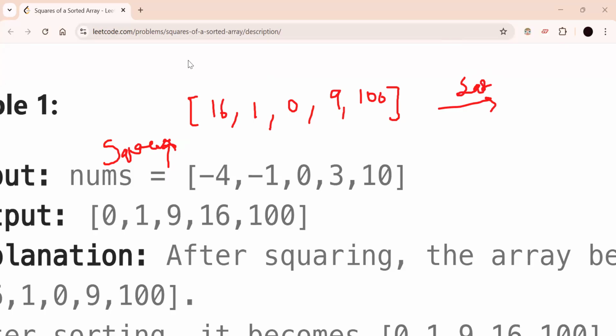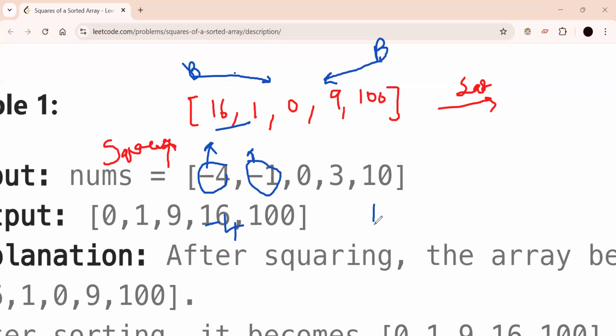Instead of sorting, if you observe here, the elements go from big to small, big to small. These are the bigger elements on the right side and the left side. You can ask me why we have bigger elements on the left side. Because when you square negative values, they become positive values, which means minus 4 and 10. Minus 4, you can call it 4 only.